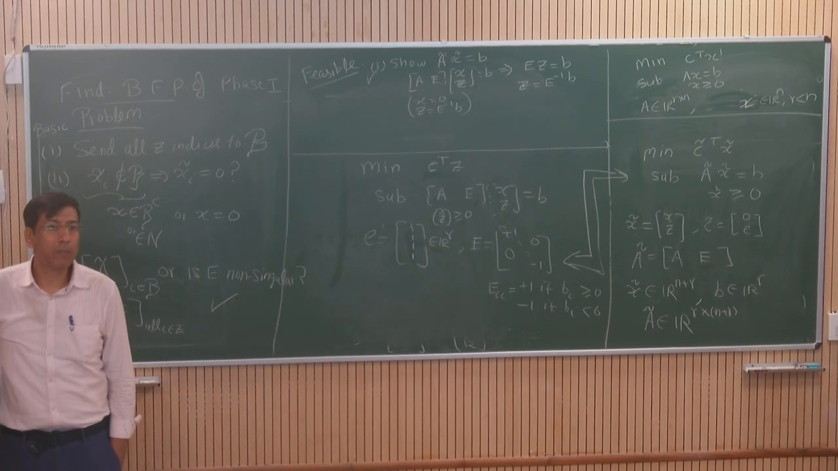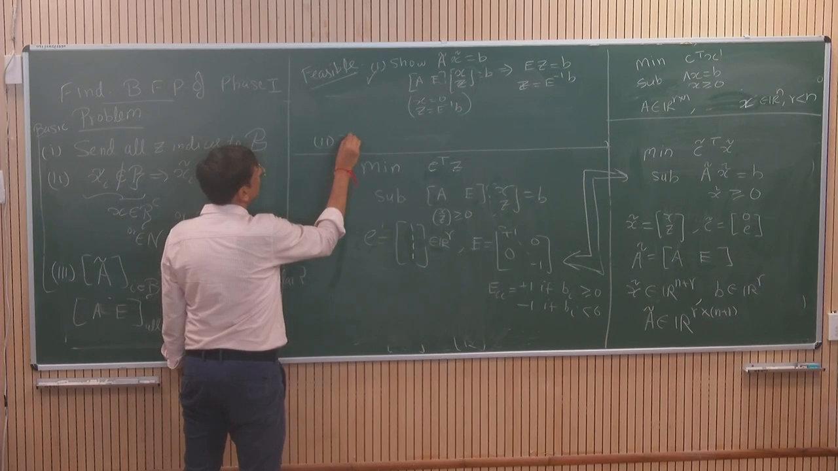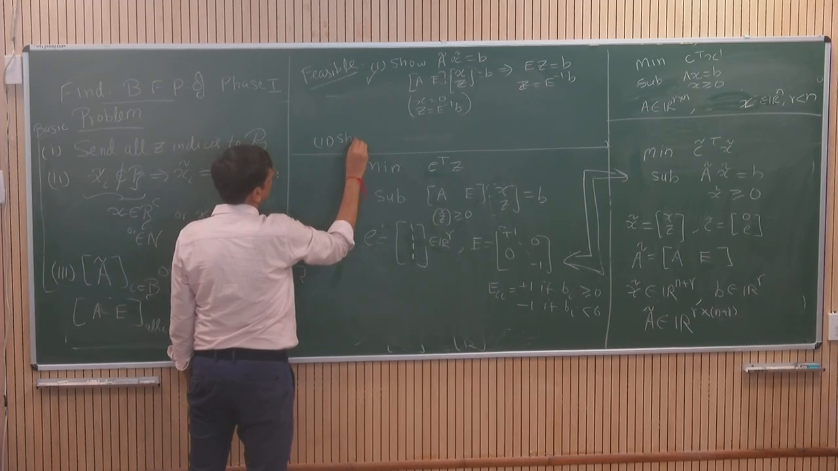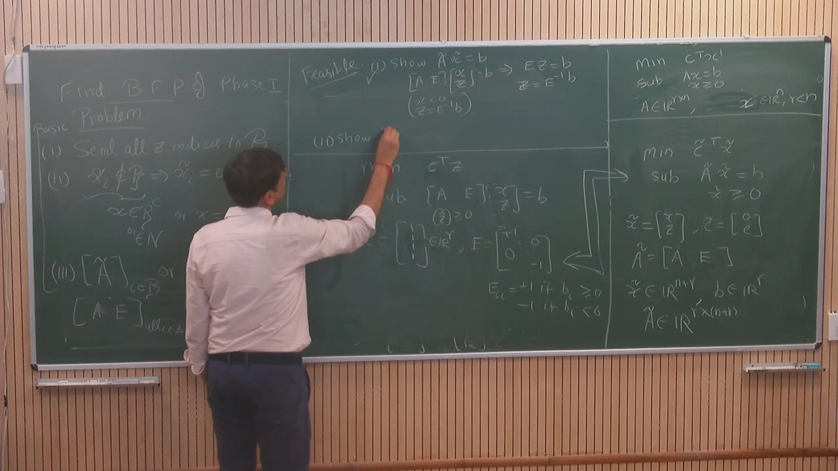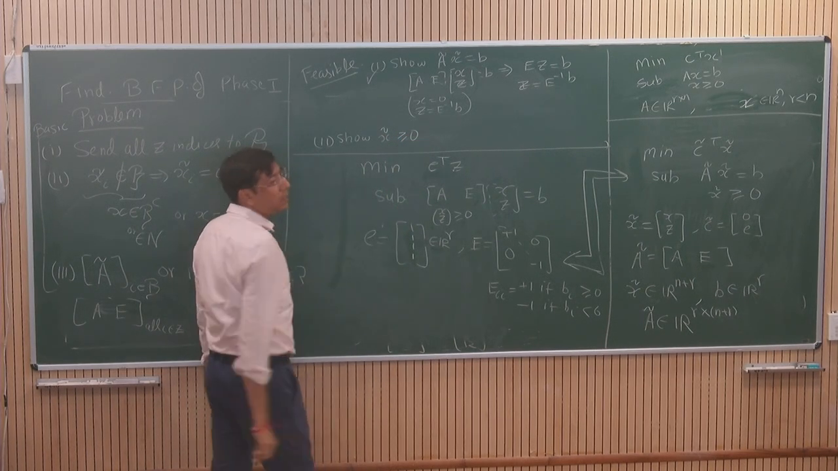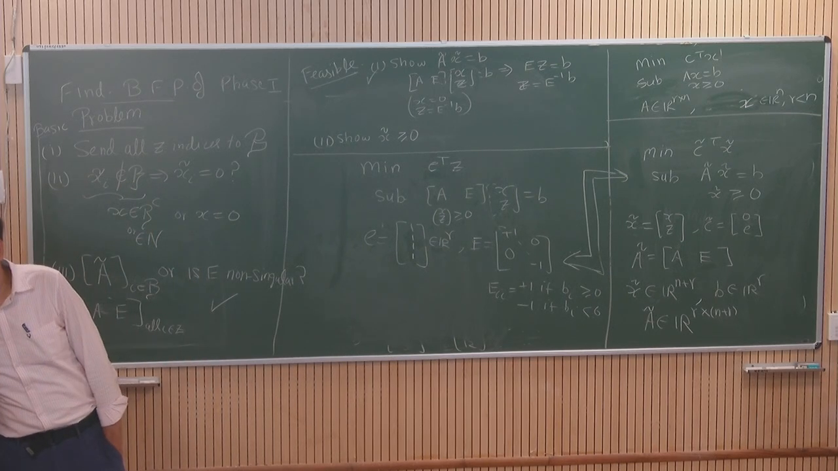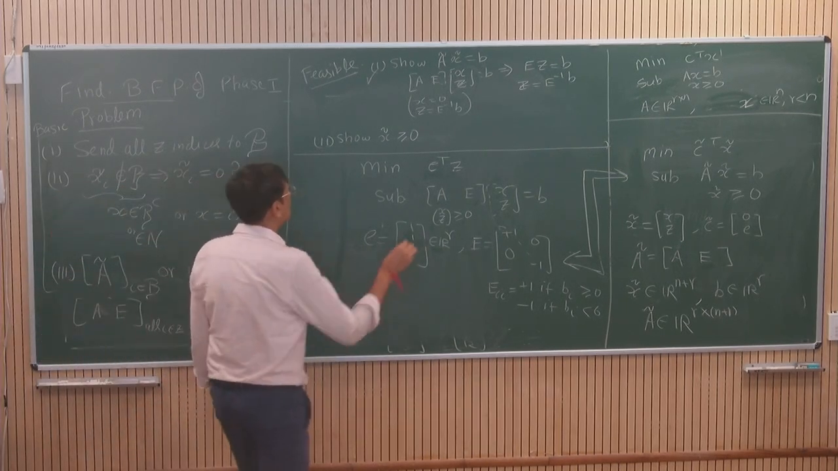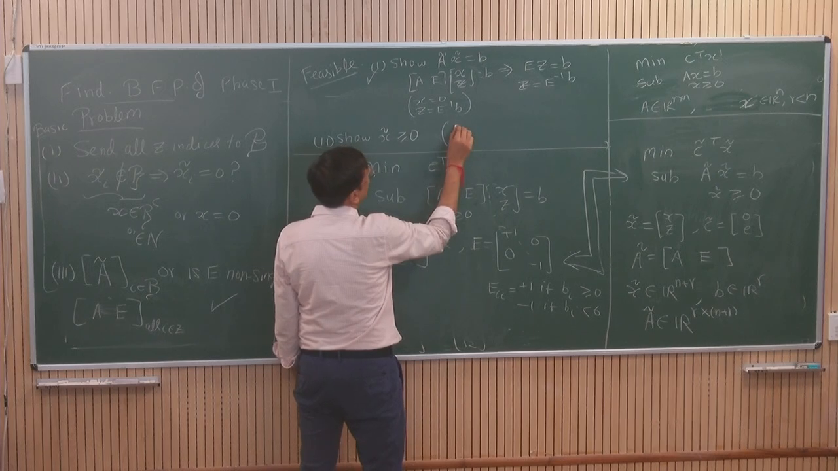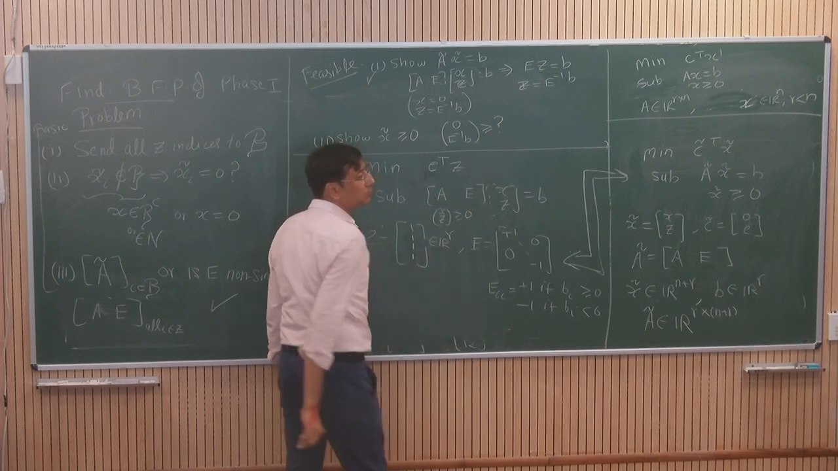Yes or no? Now comes the last thing. What was the last thing? Show, I'm writing slightly smaller, x tilde is greater than or equal to 0. That's the non-negativity which you have in the LP. Correct? So what is your x tilde? It is 0 and E inverse b. Is this greater than or equal to 0?